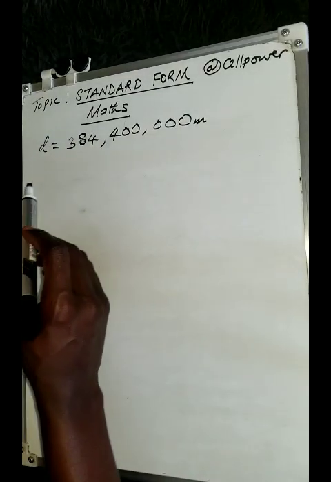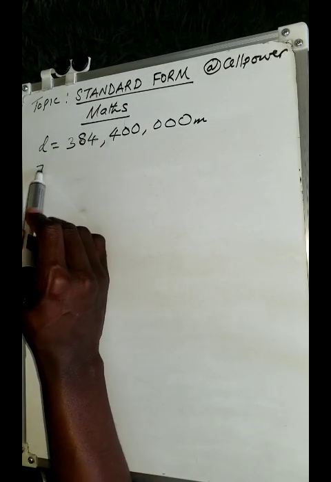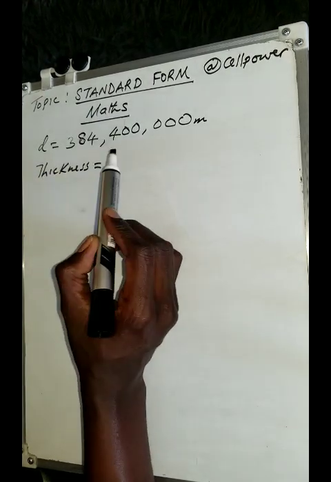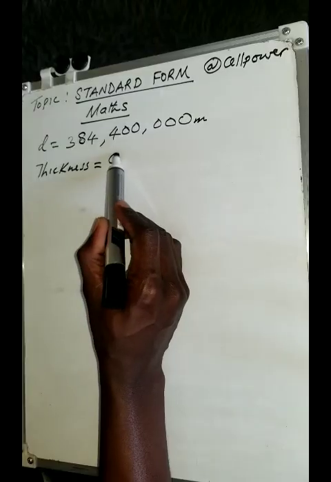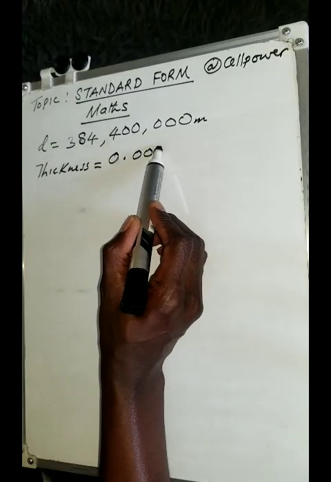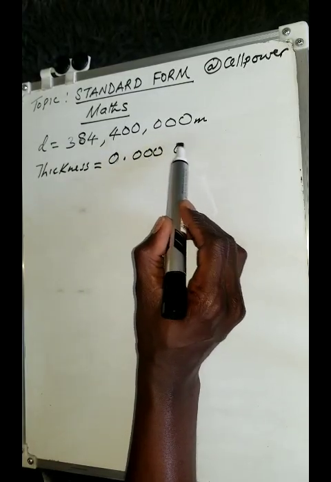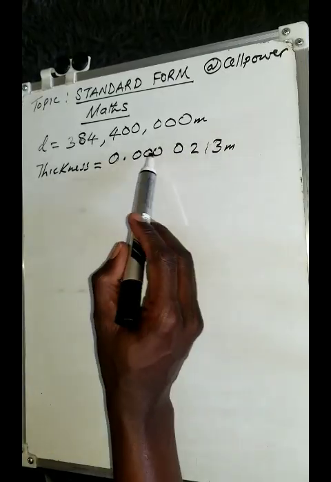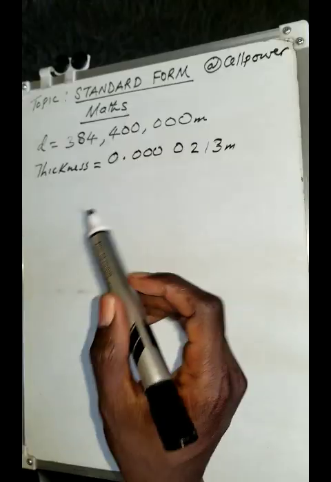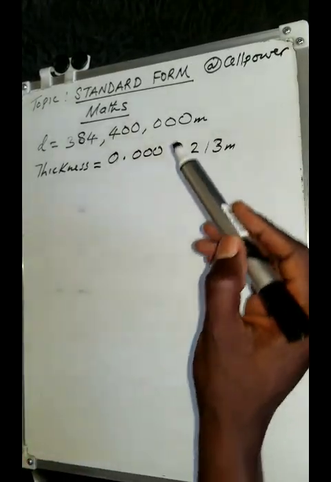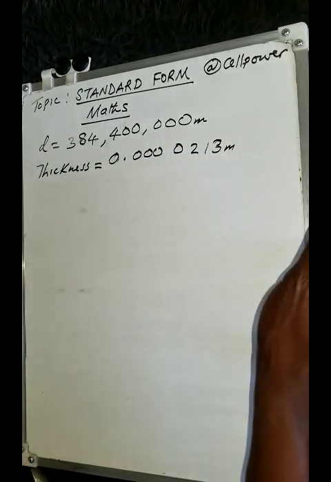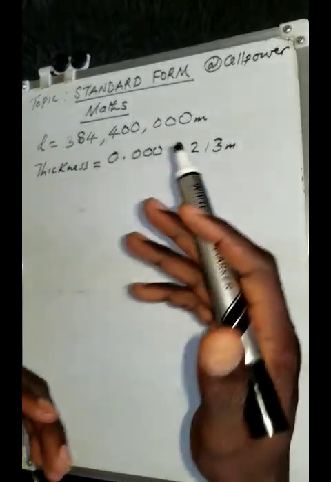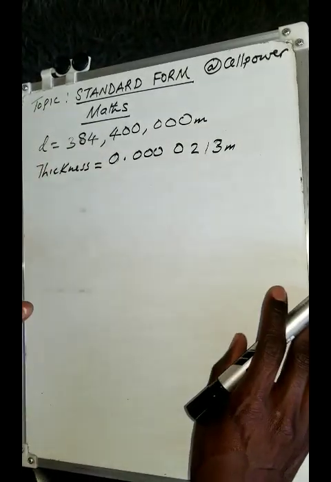Sometimes you can have a very small number. For example, if I tell you the thickness of one of the pages in my book, or maybe in your book, it may be 0.000, maybe we can say 0.213 meters. So this is a very small number. Instead of writing all the zeros in a number, if there are 23 zeros, writing all of them would be too tedious and make your work very dirty.